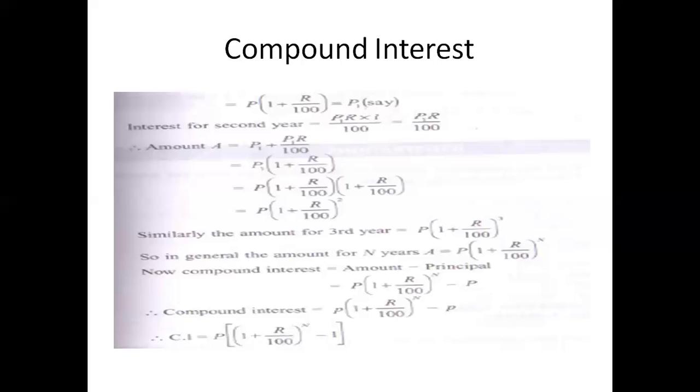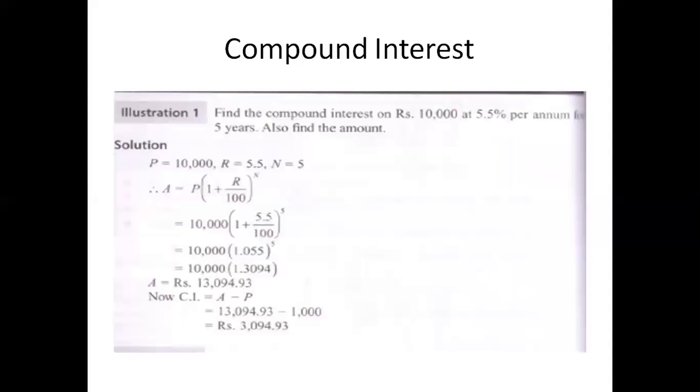For compound interest, we are taking P, the principal, as common, and we get the formula for compound interest as P into (1 plus R by 100) to the power of n, minus 1. Compound interest will always be greater than simple interest, because it gives us interest on top of interest, and we do not get that in the case of simple interest.